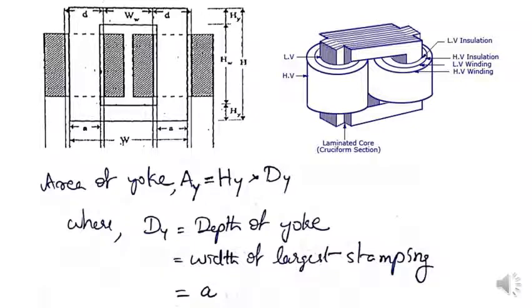Next, let's see how the other dimension of yoke, that is depth of yoke, is calculated. We have seen the height of yoke earlier, and this is the depth of yoke. This dimension is known as the depth of yoke. The cross-sectional area of yoke is equal to height of yoke into depth of yoke. So depth of yoke will be equal to small letter a, because depth of yoke is decided by the width of largest stamping in the case of a cruciform core. That's why we say that Dy is equal to a, width of largest stamping.